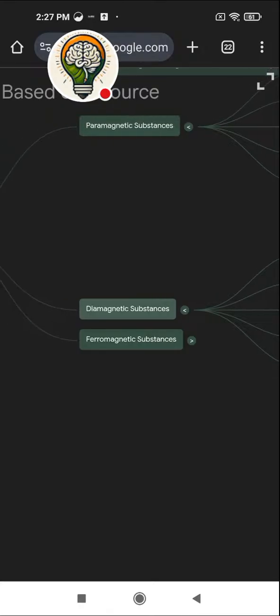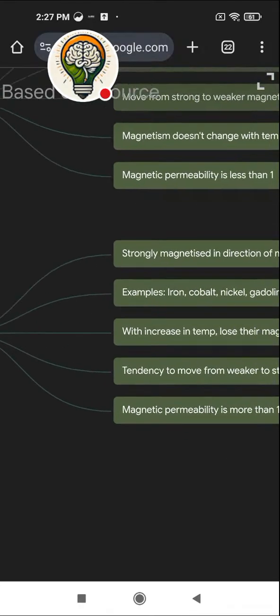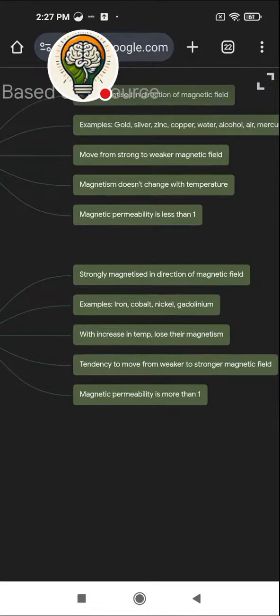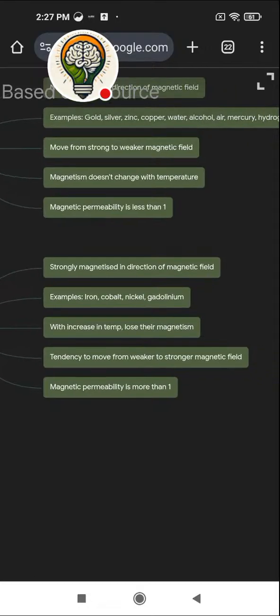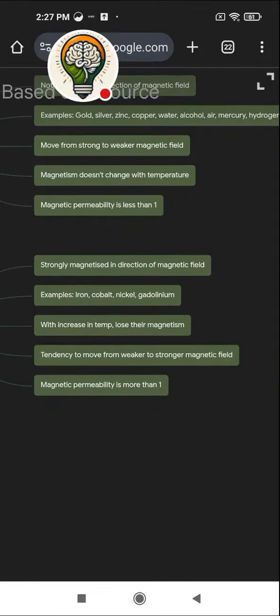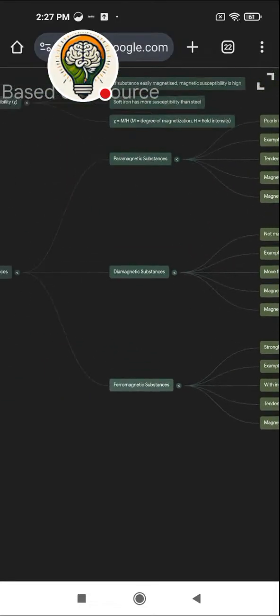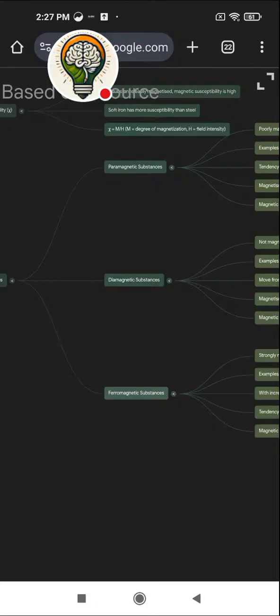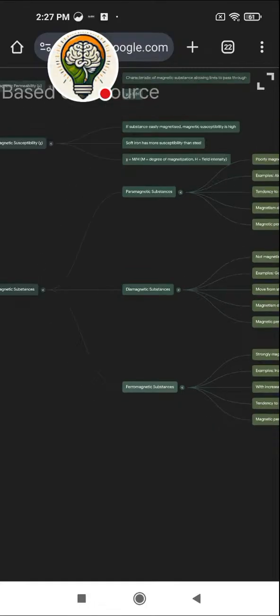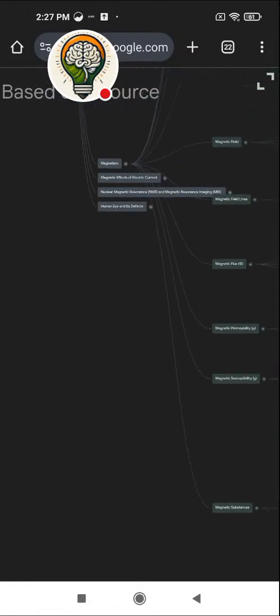Then the ferromagnetic substance is strongly magnetized in the direction of the magnetic field. Examples are iron, cobalt, nickel, and gadolinium. With an increase in temperature, there is a loss in magnetism, a tendency to move from weaker to stronger magnetic field, and magnetic permeability is more than 1. So that is ferromagnetic. Paramagnetic, diamagnetic, and ferromagnetic substances are all magnetized.